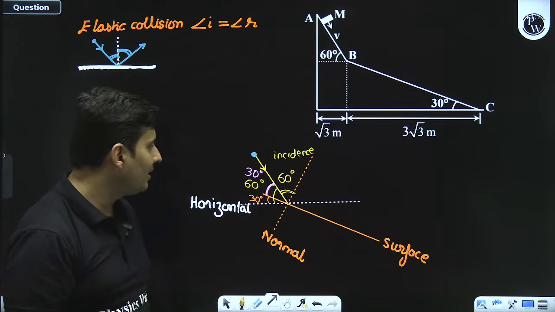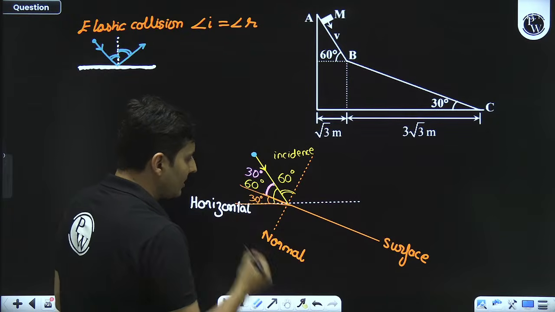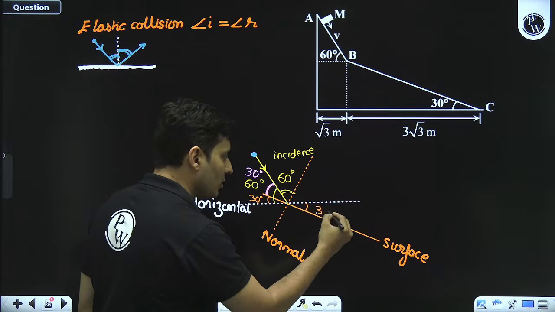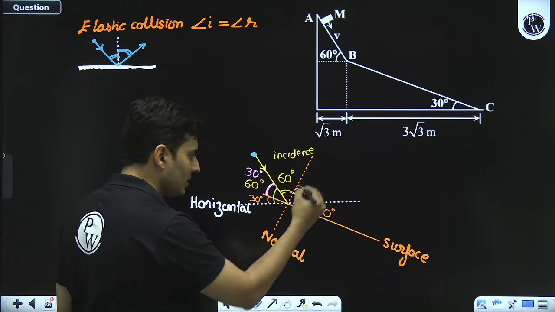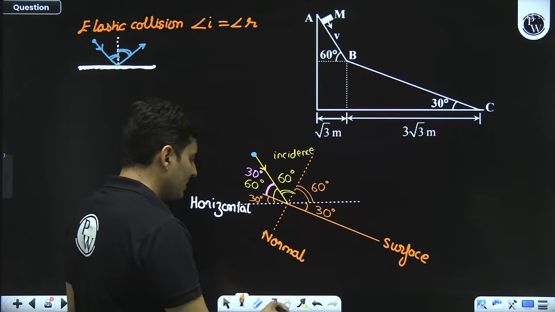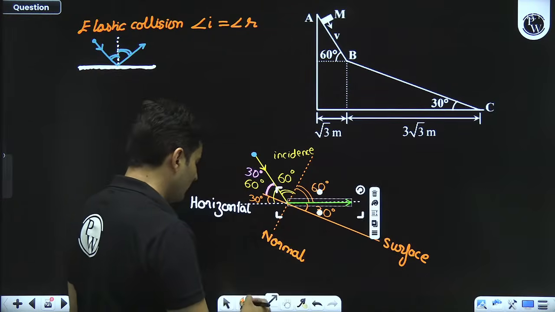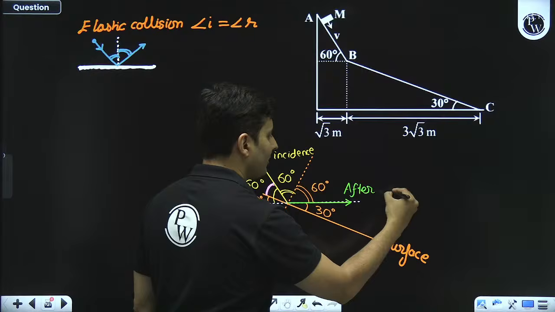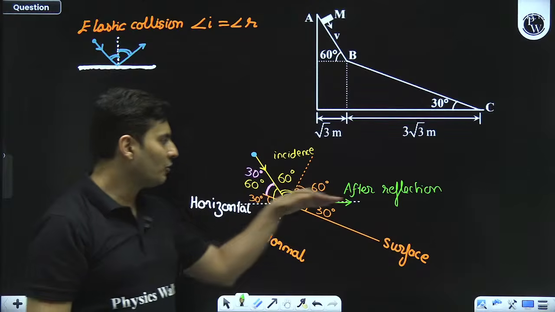But there is a very funny thing happening right now, if you realize. If this angle is 30, it's natural that this angle is also 30. And because this is the perpendicular, 90 degrees normal, this should be 60 degrees, which means after reflection it has to rebound at 60 degrees. So this is how it will go after the collision, like this. Exactly, it is going along the horizontal direction.